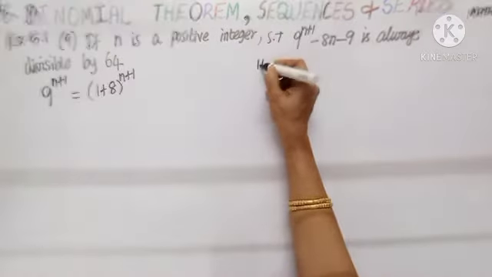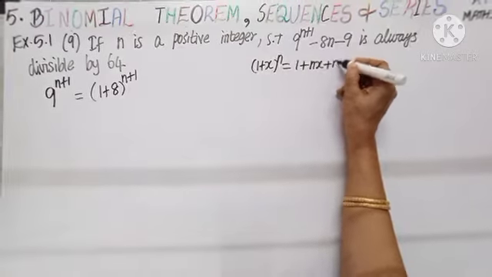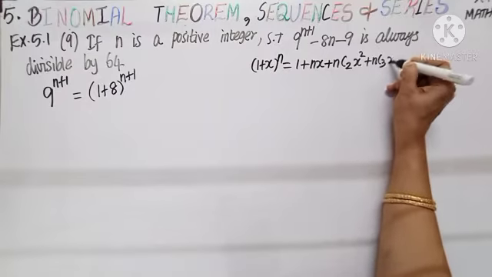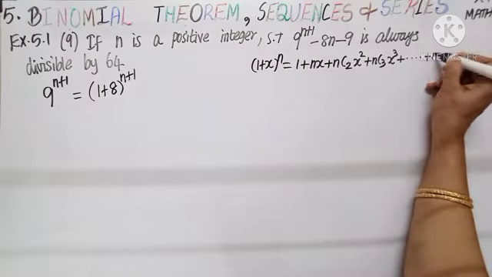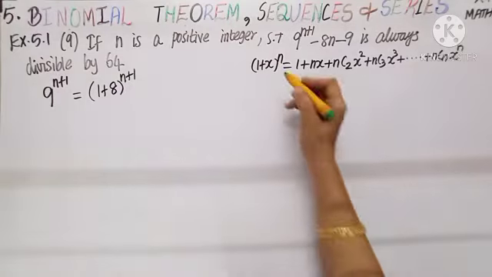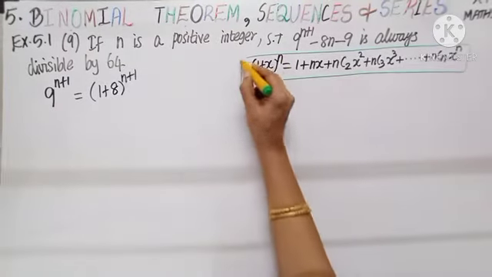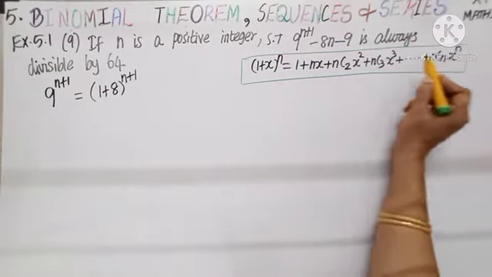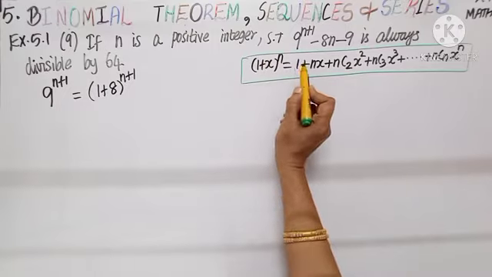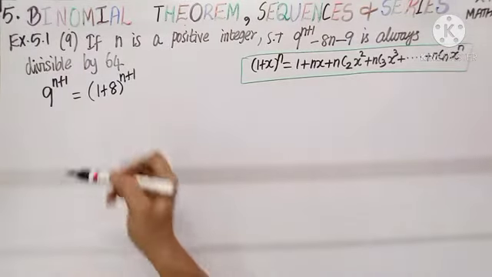Remember the formula for (1 plus x) power n: 1 plus nC1 x plus nC2 x square plus nC3 x cube and so on, up to nCn x power n. Whenever the first term is 1, we can remember this easy expansion. Only the second term keeps on increasing in power. The first term being 1, 1 power anything is 1, so it can be ignored.